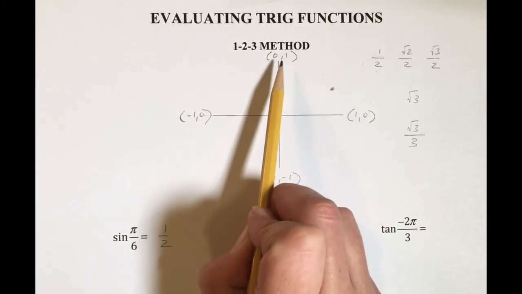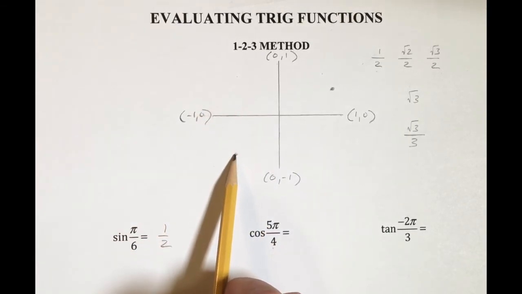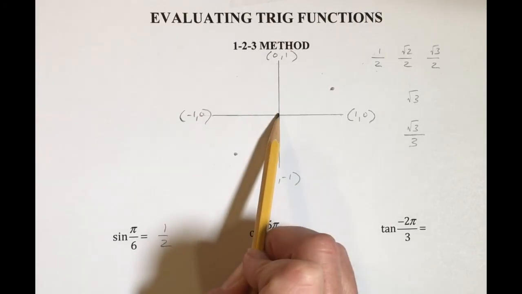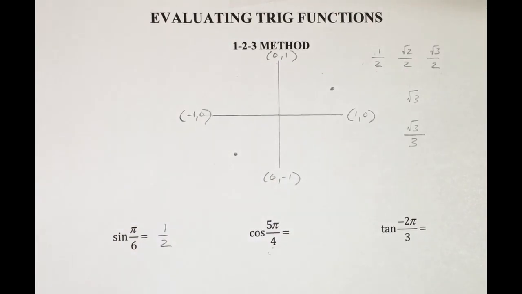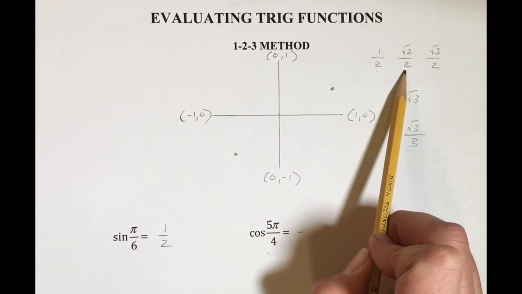1 pi over 4, 2 pi over 4, 3 pi over 4, 4 pi over 4. Here's 5 pi over 4. When evaluating cosine, we're only concerned with the x value, or how far left or right we go. We're going to the left, so it would be negative. And we're going to the left that medium amount. It's negative radical 2 over 2.